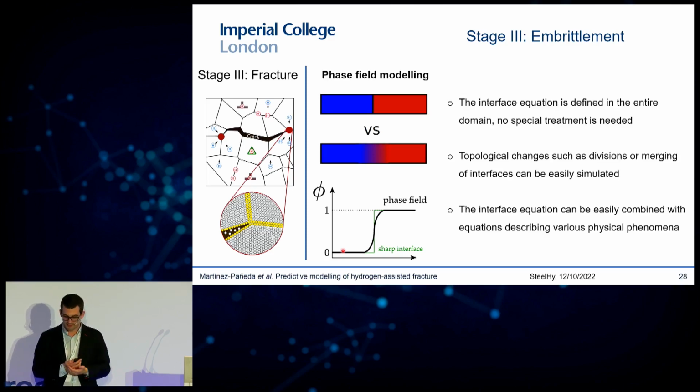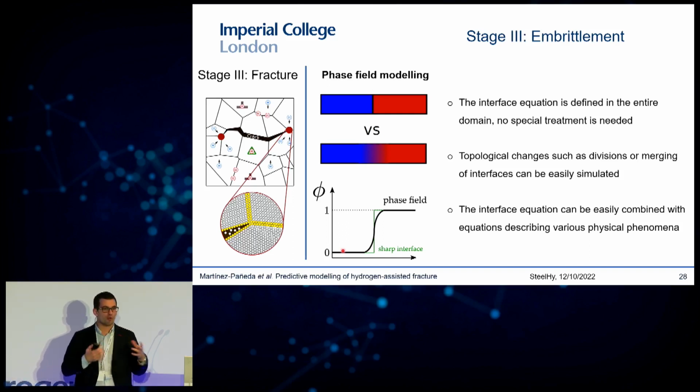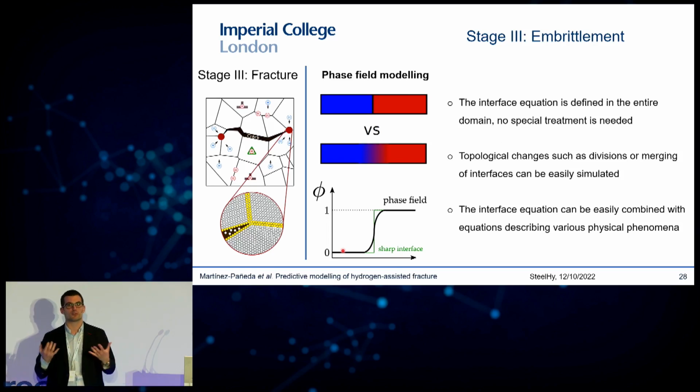And there are multiple advantages to it from a computational perspective. Three that I like to emphasize: the first is that the interface equation is defined in the entire domain, so there's no need for any special treatment. The second one is that topological changes such as divisions or merging of interfaces can be naturally captured without any ad hoc criteria, so it's very clean. And the last one is that it's very well suited for multiphysics problems because you can couple this interface equation with equations describing other physical phenomena.